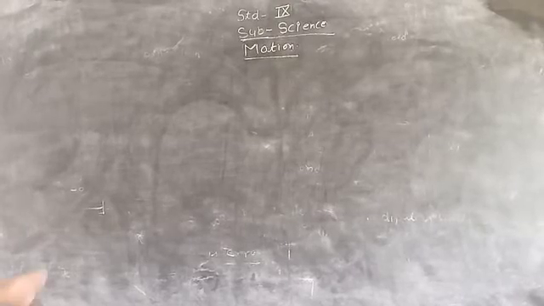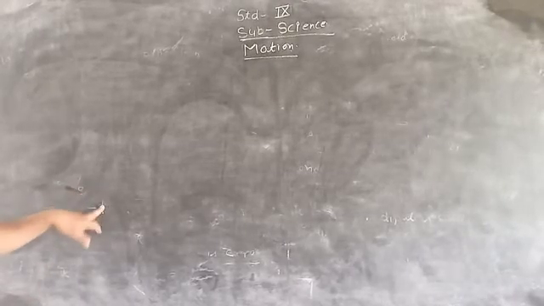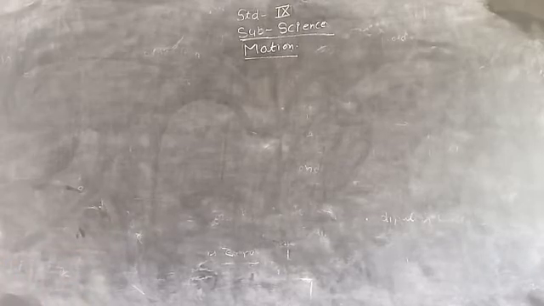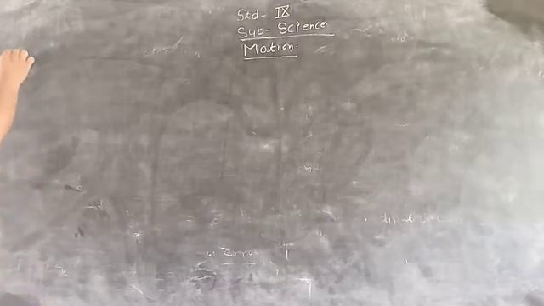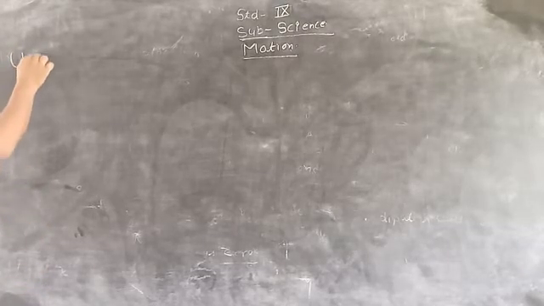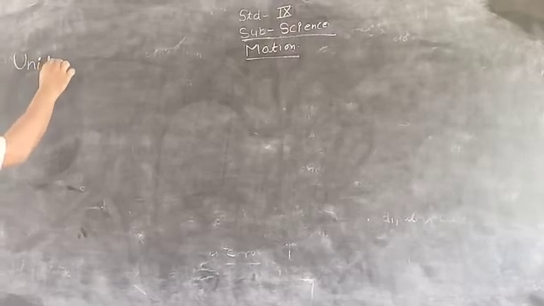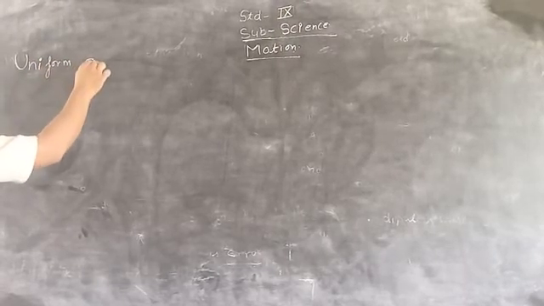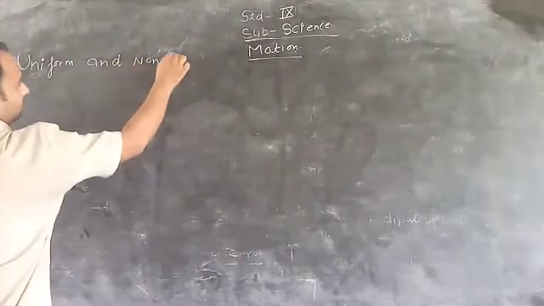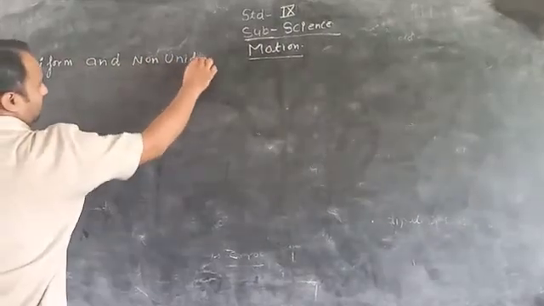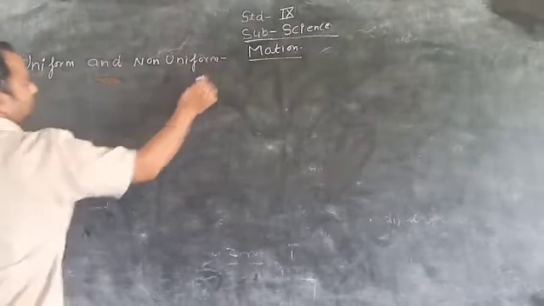Now we have to discuss that there are two types of motion. First is uniform motion, and from uniform motion, what do I have to understand here? So we have to discuss uniform motion and non-uniform motion. Uniform and non-uniform motions.